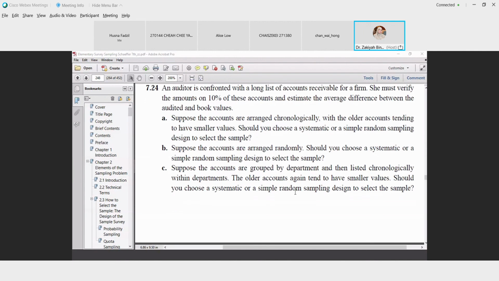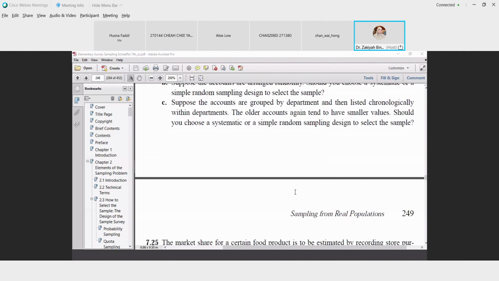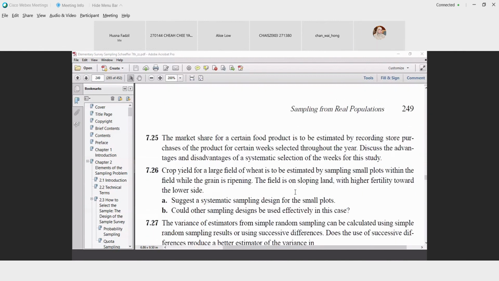Right, moving on. What else? 7.25. Market share for a certain food product is to be estimated by recording store purchases of the product for certain weeks throughout the year. Okay, certain weeks selected. Discuss the advantages and disadvantages of systematic selection of the weeks for this study.